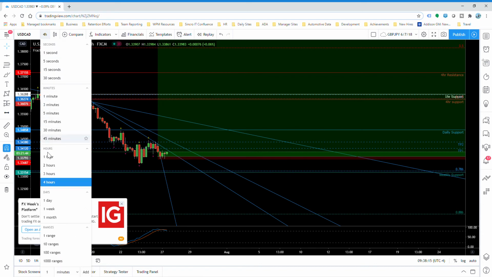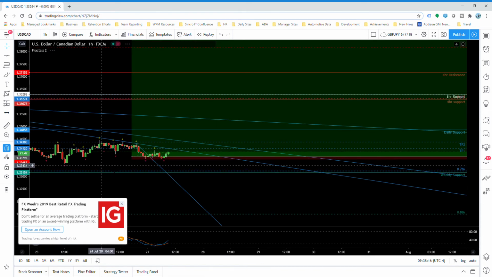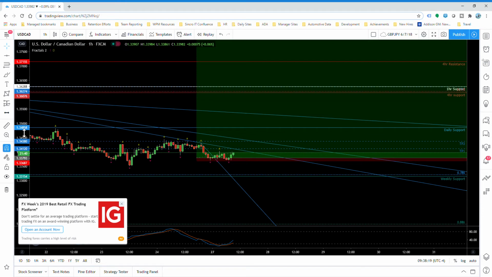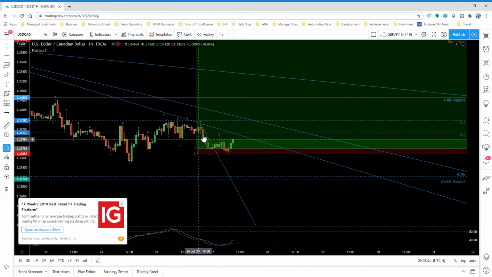Drop down to the 1 hour. You see that we got a break of this inner trend line, and we're pushing towards this secondary trend line here. This break of the inner trend line also gave us a retest, right here, earlier this morning.